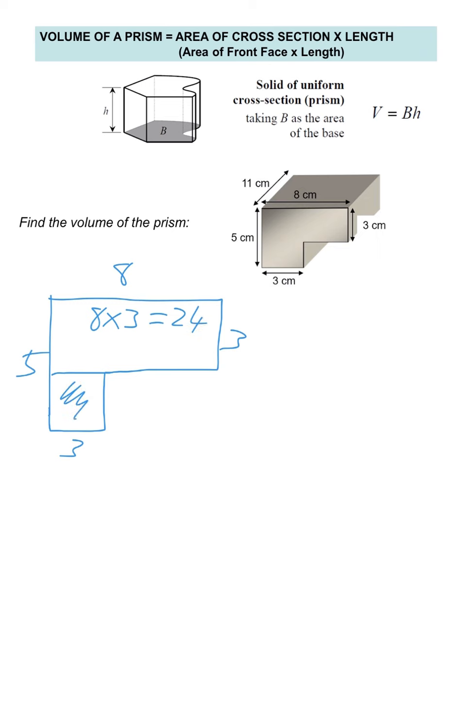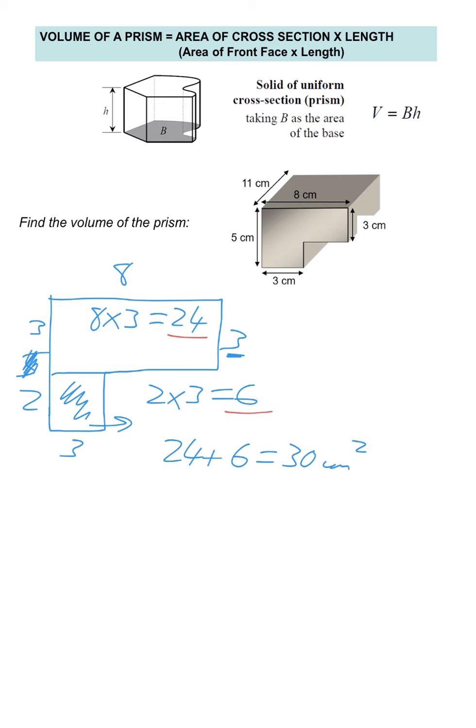Then to get the area of this bit here, seeing as I have a 3 on this side of the rectangle, I have to have a 3 on the other side. And if the total length is 5, I need a 2 here. So 3 and 2 is 5. So then this area will be 2 times 3, which is 6. So let's add our two areas together. So 24 plus 6 is 30. So 30 centimeters squared is the area of the cross section of the front face.